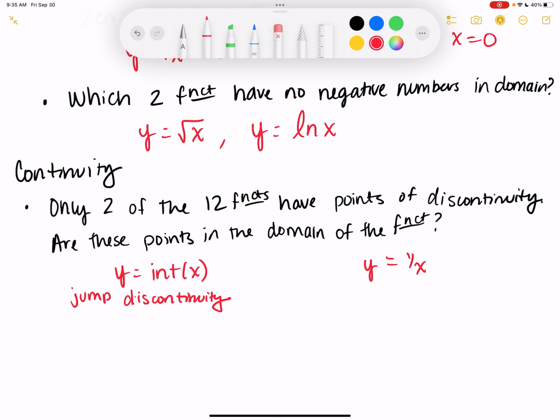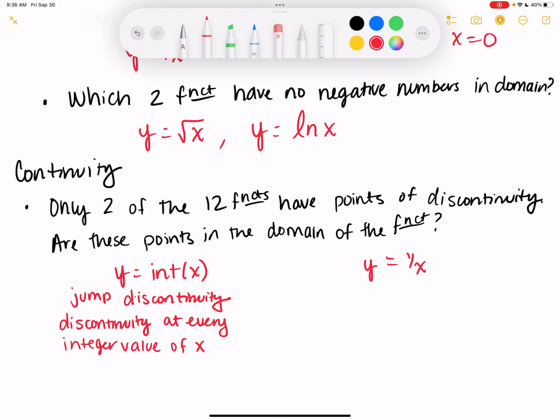So, this one has a discontinuity at every integer value of x. Those basically can't be in the domain because of that.